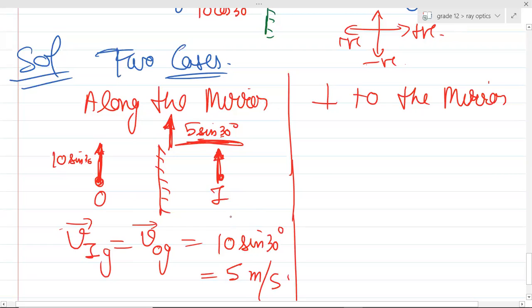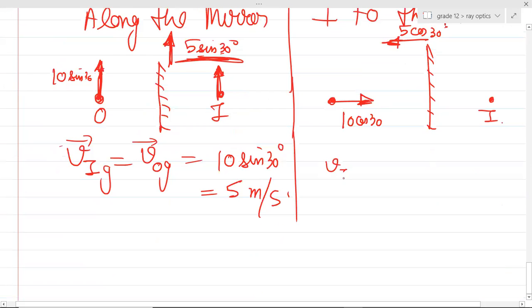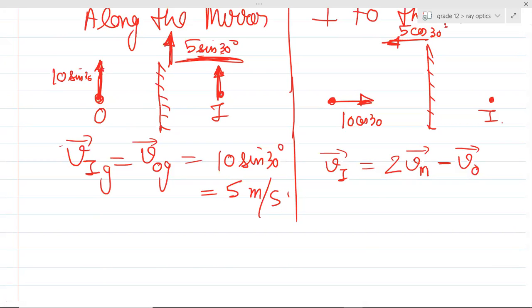So can you see, you got the component of velocity of image which is parallel to the mirror. Now perpendicular to the mirror, how will you do it? 10 cos 30. The mirror is moving 5 cos 30, and now they are asking what is the image's velocity, right? So we know the velocity of image is basically what? Twice the velocity of mirror minus the velocity of object, right? Was it like this, or was it just the opposite? What was it, guys?